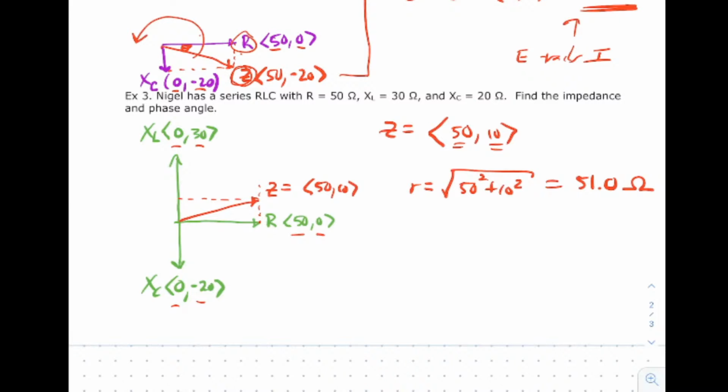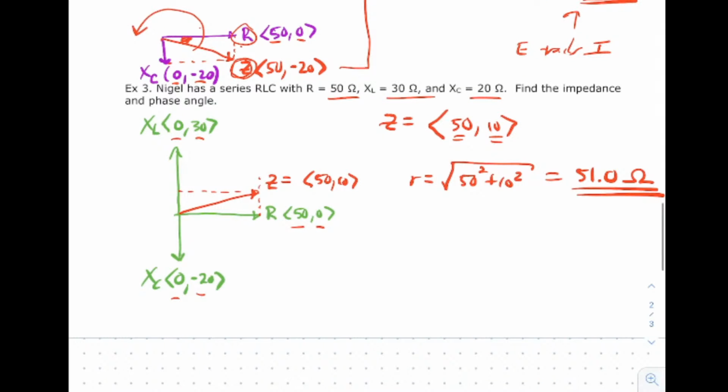Huh, that's interesting. So notice we're adding 50 plus 30 plus 20 and getting 51. Part of that is because the capacitor and the coil, they're partly canceling each other, right? Because this one has a 30 up, this one has a 20 down. There's a lot of cancellation going on right there. So it doesn't end up adding all that much pushback to the circuit. Anyway, it's 51 ohms, and then you want your theta.